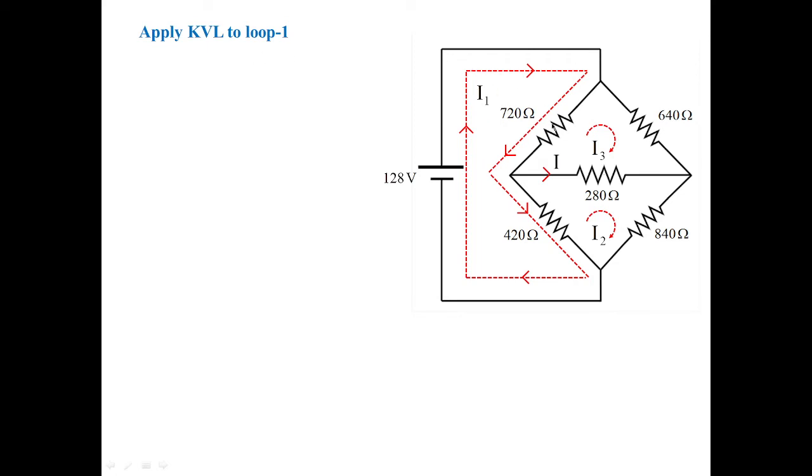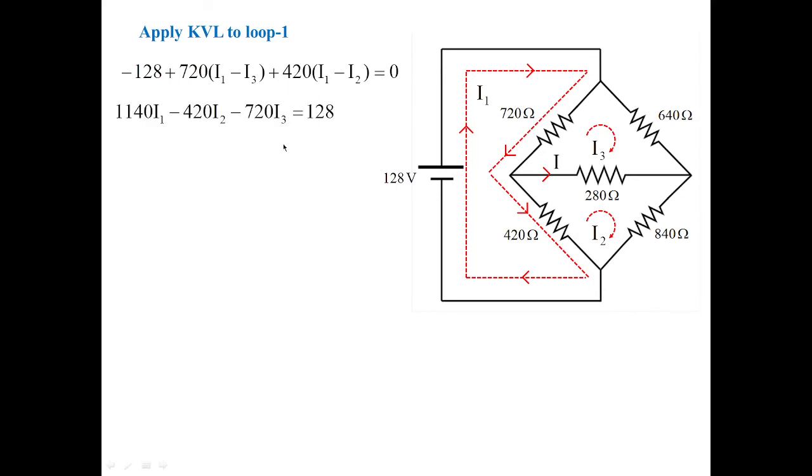I have selected I1 as loop 1. You can see minus 128 volts. It has started from here, then gone to 720, which is shared by the loop currents I1 and I3. So 720 (I1 minus I3) plus 420 (I1 minus I2) is equal to 0. Simplifying this equation, I get 1140 I1 minus 420 I2 minus 720 I3 is equal to 128. This is the equation obtained using mesh analysis.